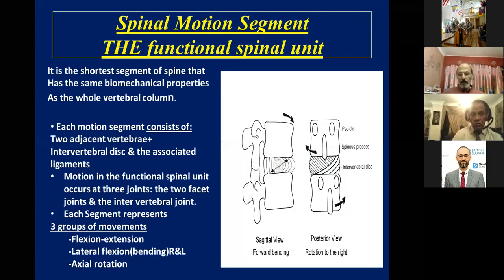What is the spinal motion segment or the functional spinal unit? This is the shortest segment of the spine that has the same biomechanical properties as the whole vertebral column. Each motion segment, as we all know, consists of two adjacent vertebrae plus the intervertebral disc and associated ligaments. Motion in the functional spinal unit occurs at three joints, the two facet joints and the intervertebral joint. Each segment allows three groups of movement: flexion and extension, lateral flexion, bending to right or left, and axial rotation.